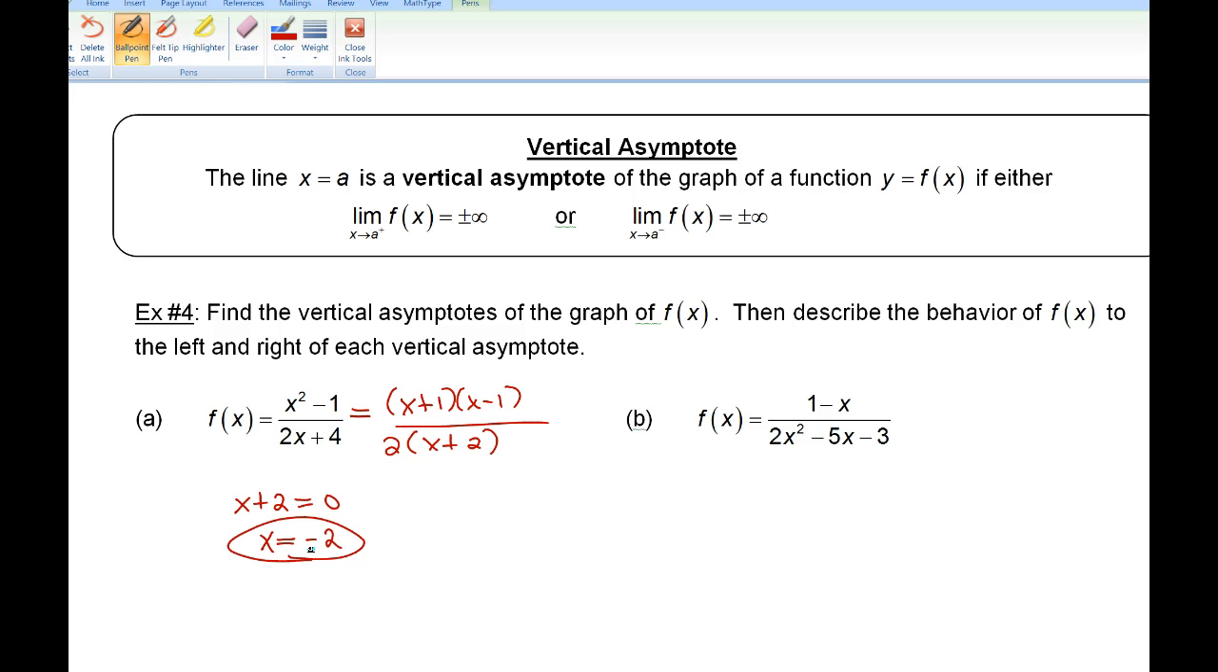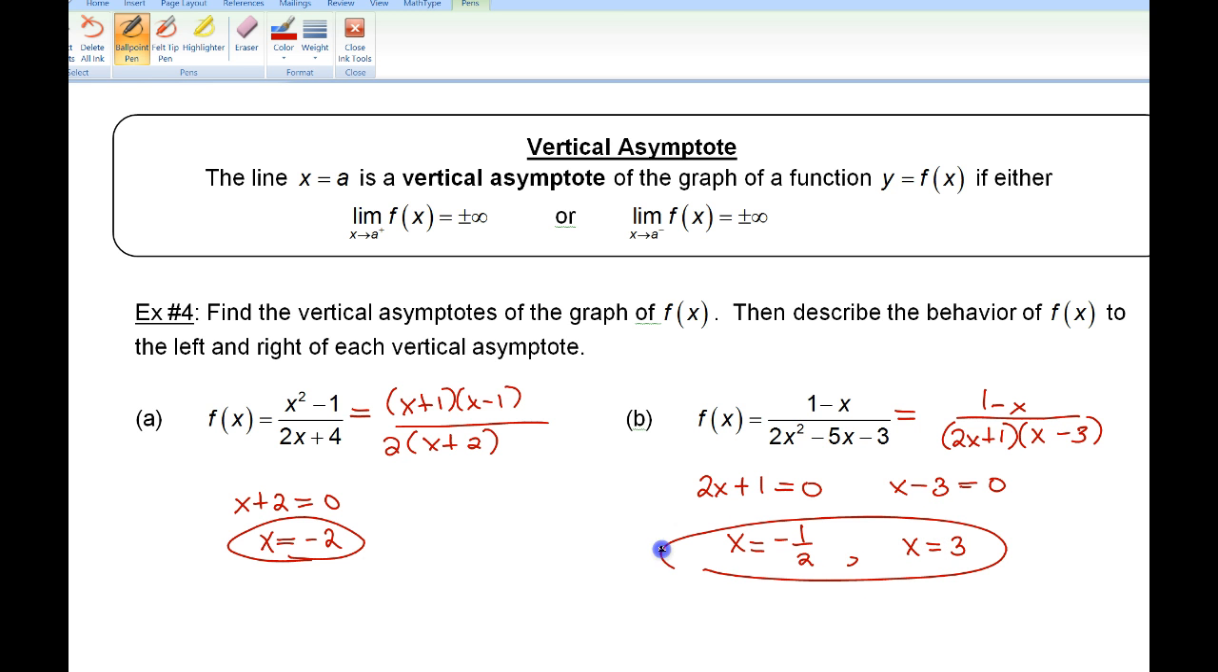How about the next one? Does that factor? You have to factor it. It's 2x plus 1 and x minus 3. But nothing cancels. So I'm going to set 2x plus 1 equal to 0, and I'm going to set x minus 3 equal to 0. So we get negative 1/2 and 3. So we have 2 vertical asymptotes here. Make sense?